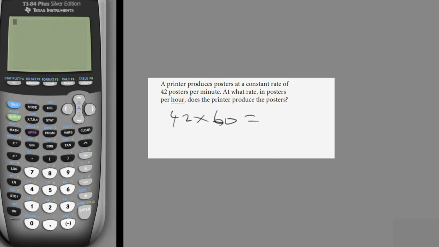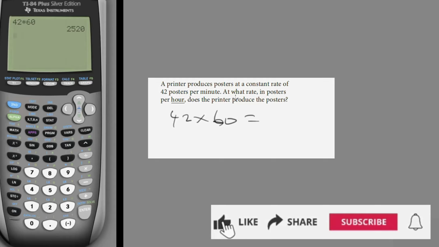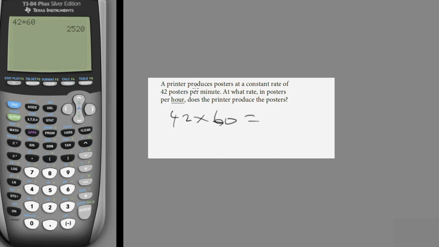Let's punch this in the calculator. So we have 42 times 60. What would it give us? 2,520 posters per hour. So if the printer produces 42 posters per minute, in an hour the printer will be able to produce 2,520 posters. So it's as simple as this. Nothing more beyond this. So this is the answer to this question.